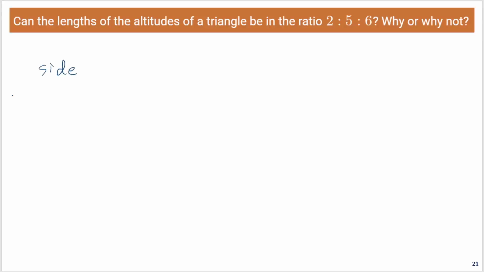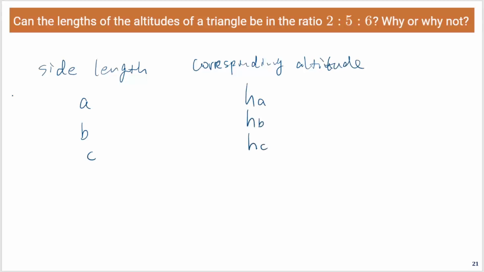So suppose the side lengths are A, B, and C. The corresponding altitudes are, let's say, HA, HB, and HC. Then we could use the area of the triangle to connect them together, right? Let's use the letter K to denote the area. So K equals 1/2 of A times HA. K equals 1/2 of B times HB. K also equals 1/2 of C times HC, right?